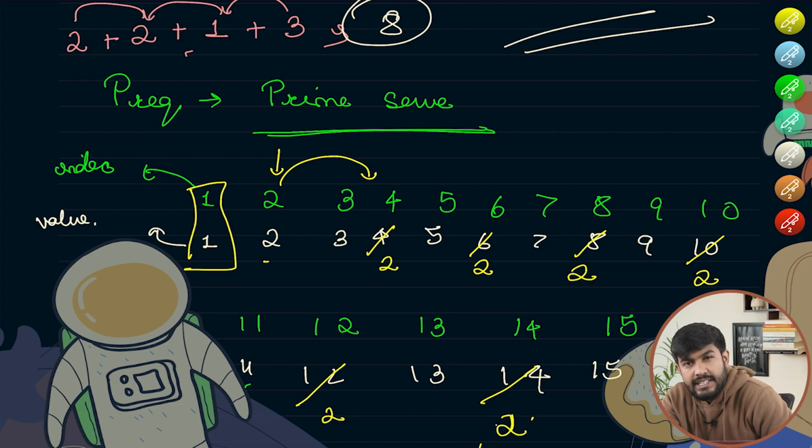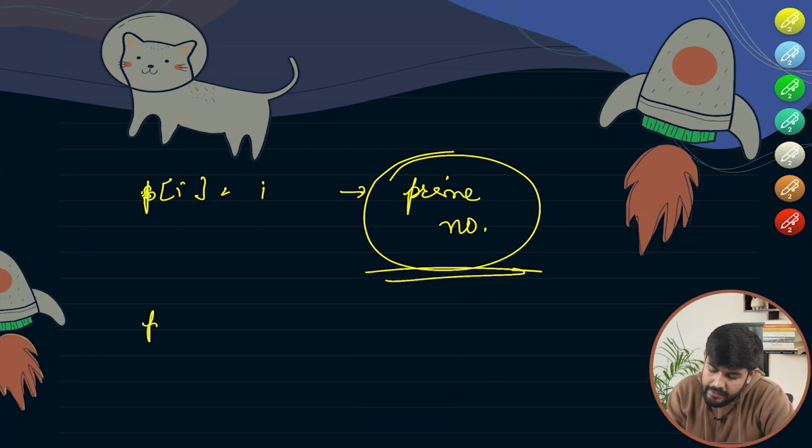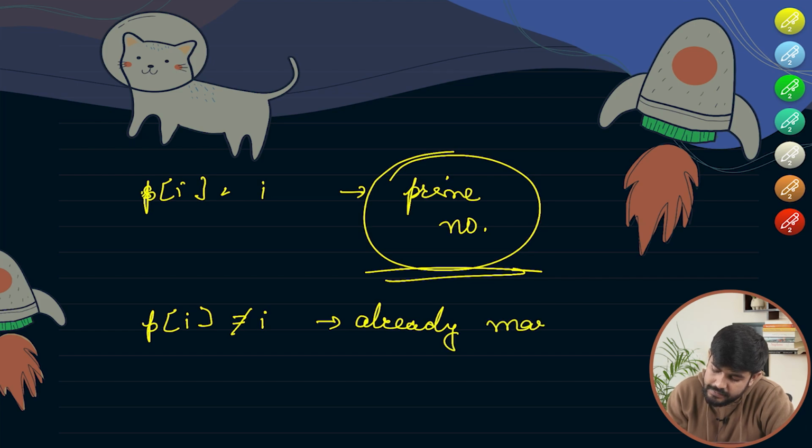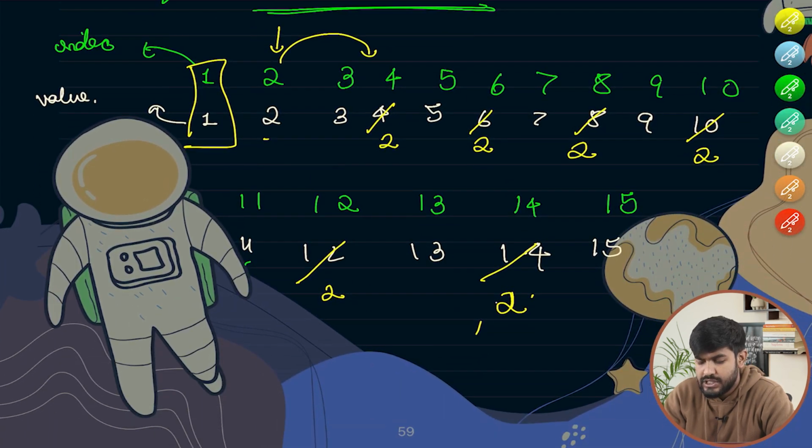Now the value of index is equal to the value that is present. This is a prime number, so all the multiples of the prime number would be composite numbers. So we would go to 6, but 6 is already marked by someone else. How do we know that it is already marked? Because P of I is not equal to I, that means it is already marked. Okay, so if it is already marked, we won't touch it.